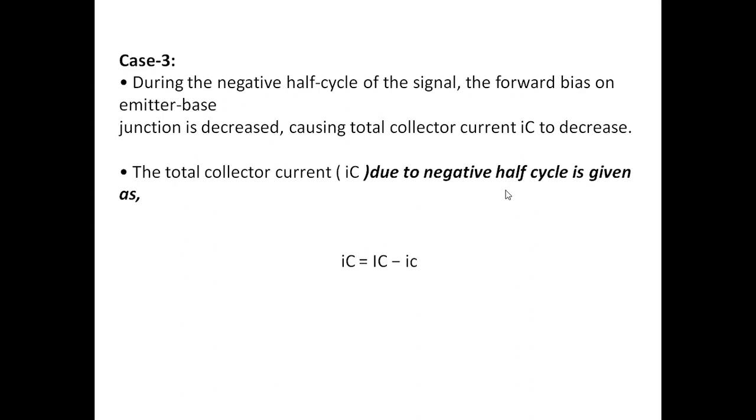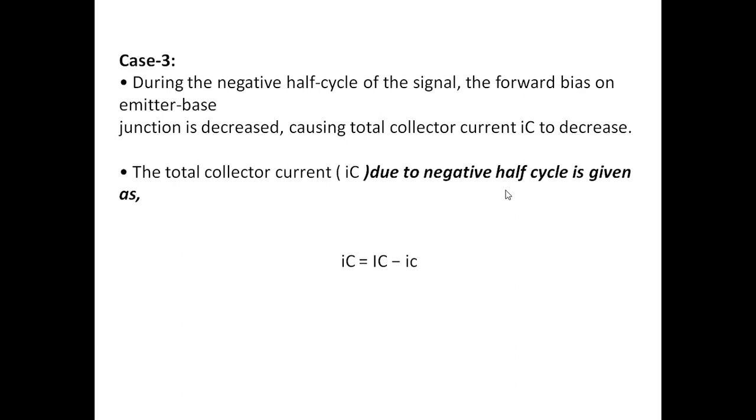These are the three cases. First one is without applying any input signal, we can measure the DC collector current, that is called zero signal collector current. Next, by applying an input signal with the positive half cycle, the net current at the collector will increase. Means the zero signal collector current is already there, plus due to the positive half cycle some amount of signal current flows through the collector, and that will be added to the DC zero signal collector current. So the zero signal collector current plus the positive half cycle contribution will be increased.